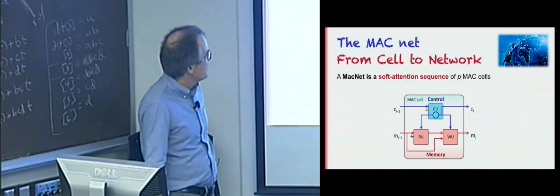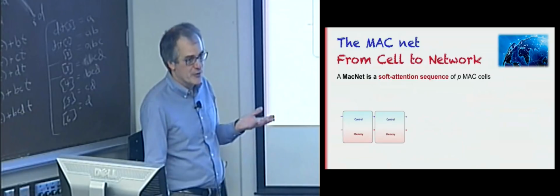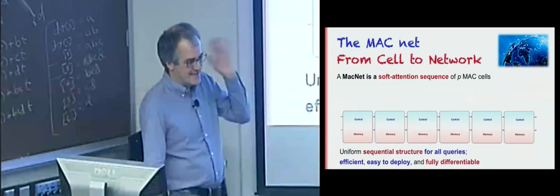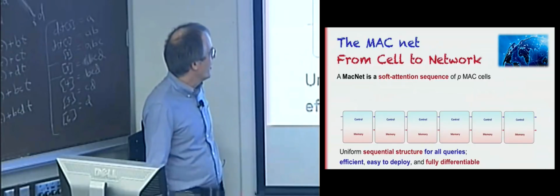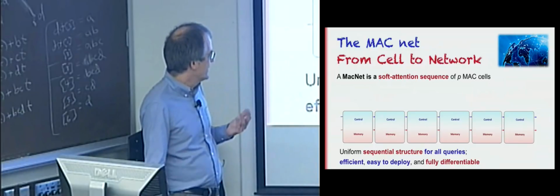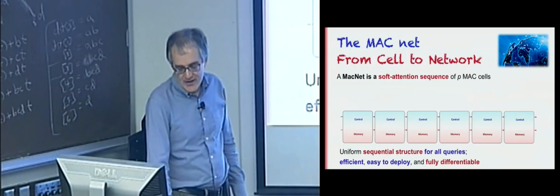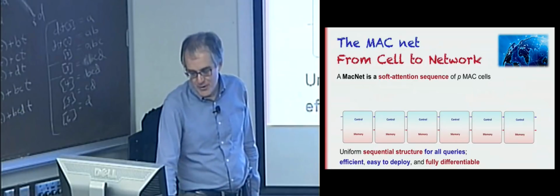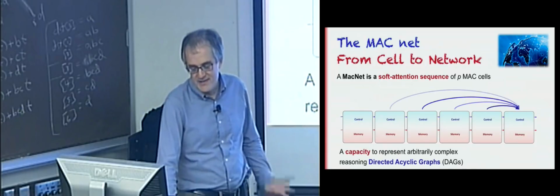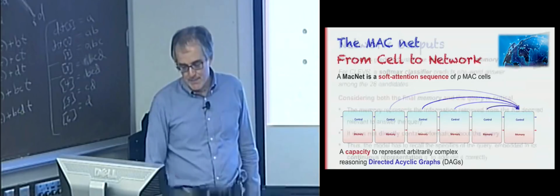Okay, so the result of this is our MAC cell, and to make a MAC network, we're going to just take a sequence of P of these MAC cells. For the work I show you, we just choose a fixed length, and we say it's 8 or it's 12 or whatever, and run the model. And so this gives us our reasoning architecture, a simple, uniform, sequential structure for all queries, and it's still an efficient model that's fully differentiable. But our hope is that by using this self-attention, we can model arbitrarily complex DAG-style reasoning.